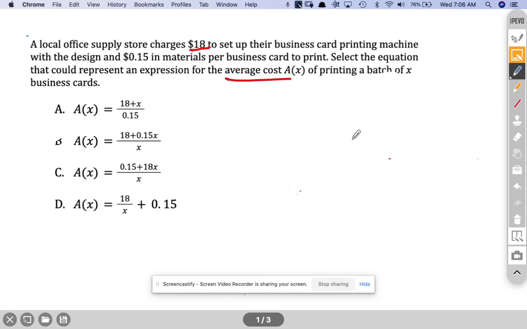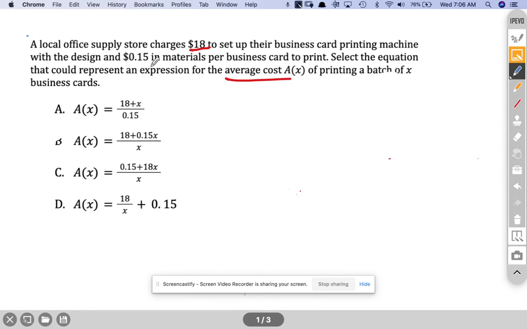All right, hi everyone. So this video is going to be about how to set up and solve rational word problems. Okay, so this first one's talking about business cards. All right, and it's going to cost $18 for the machine, and then a certain amount per card.